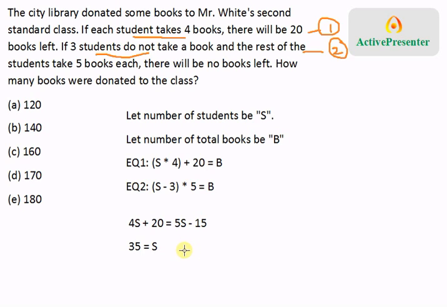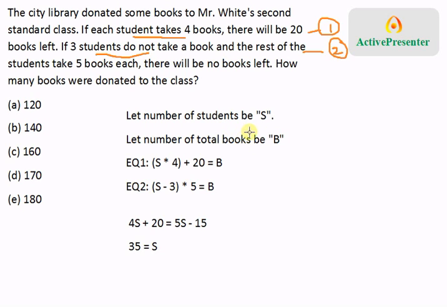If you solve this, your S will be 35. The S is the total number of students. So the total number of students is 35. But we are not done yet. We found only the total number of students. The question is asking how many books were donated to the class. Once you find the total number of students, you can substitute this S into either equation 1 or 2. You will find the answer, which is 160.